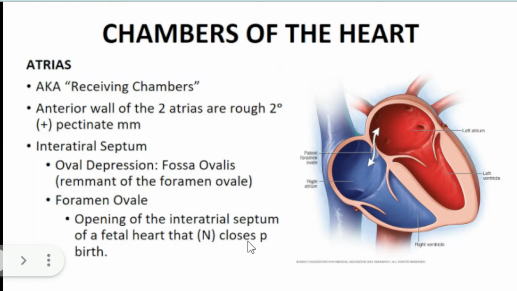And when it closes, it will leave a depression, kumbaga a remnant of that foramen ovale, and we call that fossa ovalis. So just to run it down again, foramen ovale is that normal opening or that normal hole in between the interatrial septum. And right after birth, it should already close, eventually leaving an oval depression called fossa ovalis.